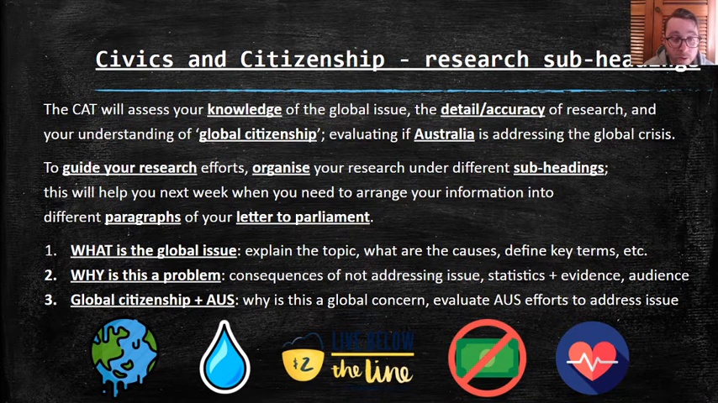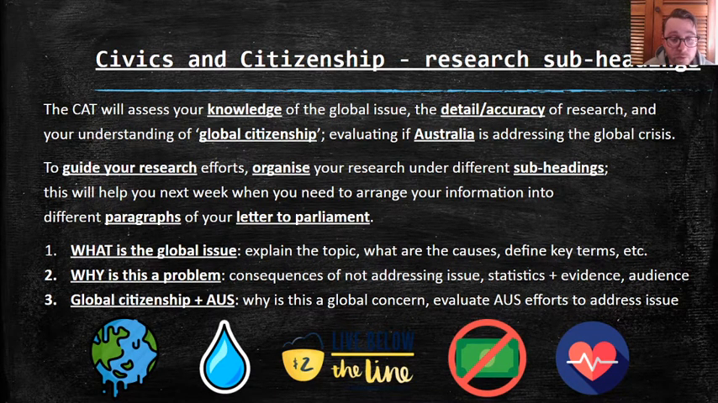So number 1, what is the global issue? So that's how your letter will start. So, dear Mr. Prime Minister, I want to talk to you about climate change, or I want to talk to you about poverty. And then you explain the topic, what are the causes, define the key terms, so what is climate change, etc., etc. The second paragraph is when you start dropping in that evidence I was talking about.